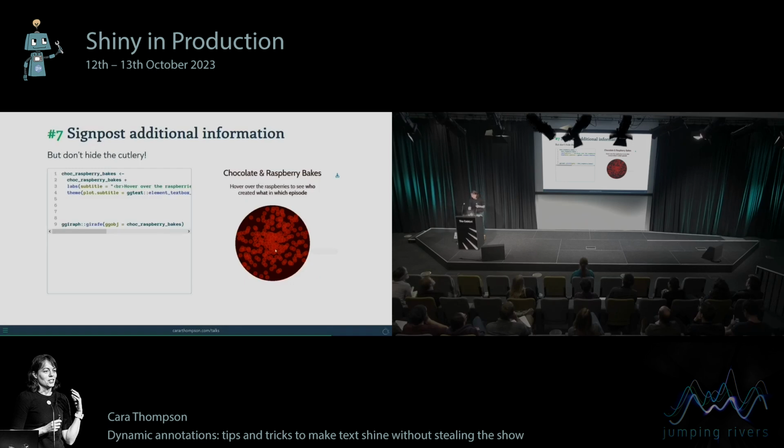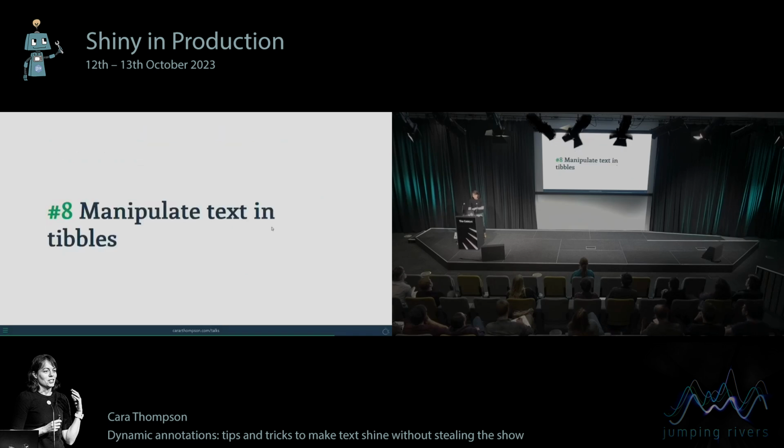The important thing, if you're going to do this, is to not hide the cutlery. So people used to say don't spoon feed people, but also don't hide the cutlery. Make sure that if there is something more for them to explore, that you show them that that is an option. So I've just added a wee subtitle there that tells us what we can do and what we're looking at. And in the process of creating these tooltips, I'm going to come to my 8th tip, which is to manipulate text inside of tibbles.